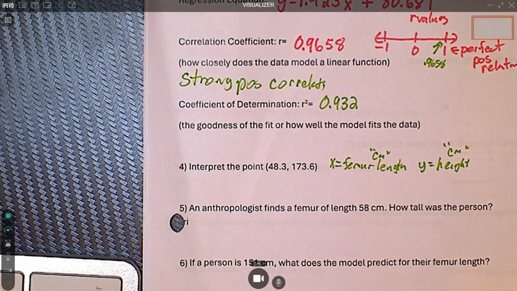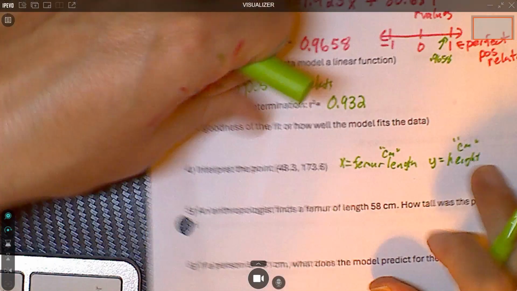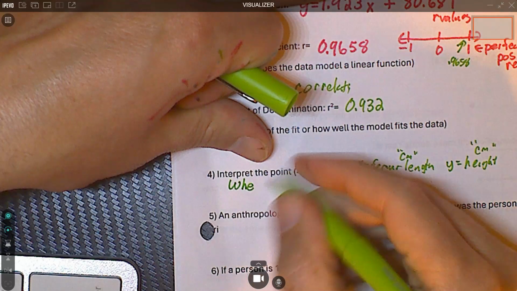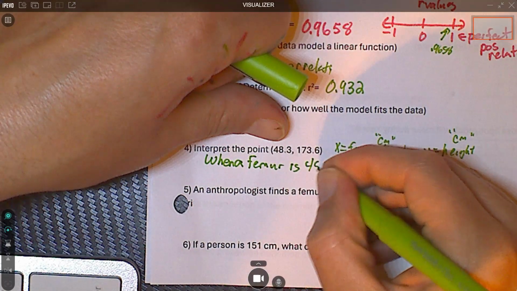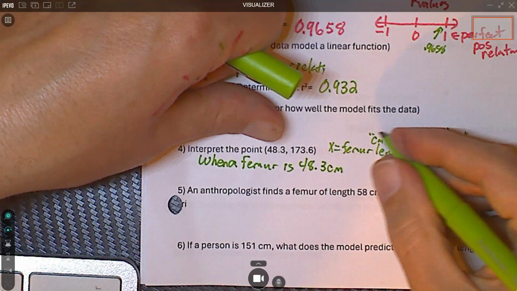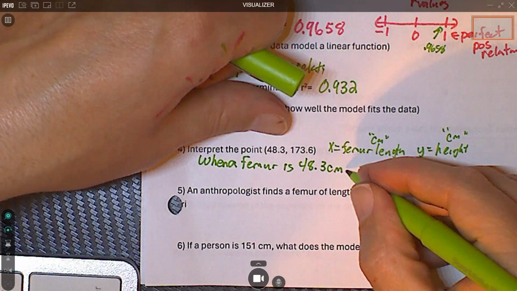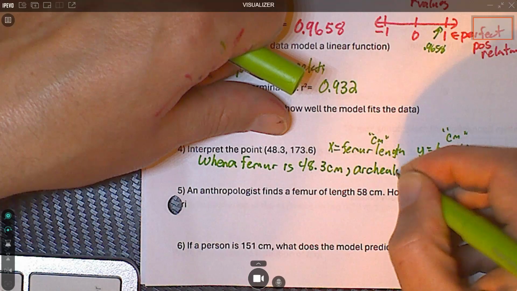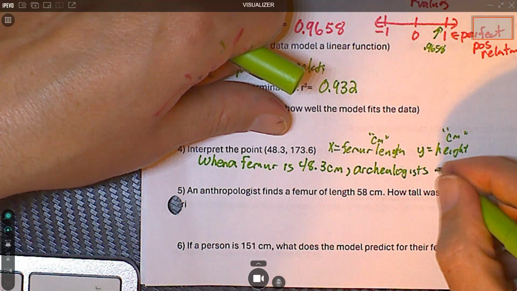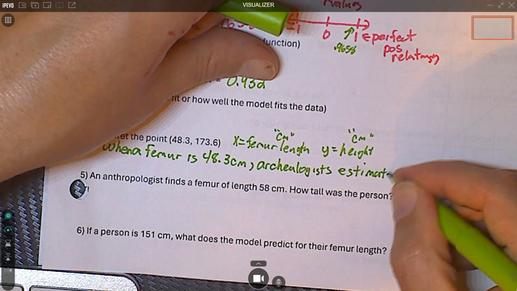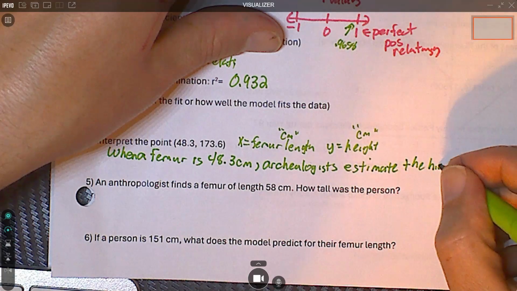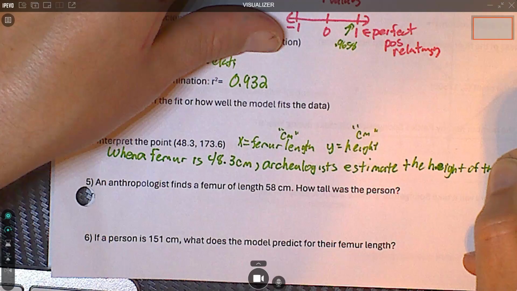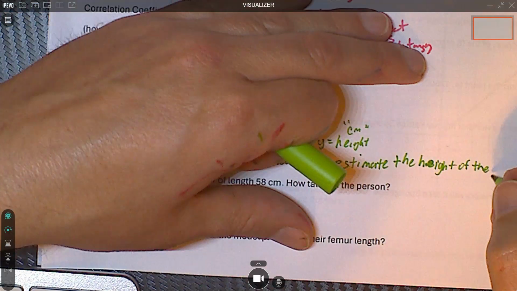Alright, so when a femur is 48.3 centimeters, archaeologists estimate the height of the person. Is it talking about men?